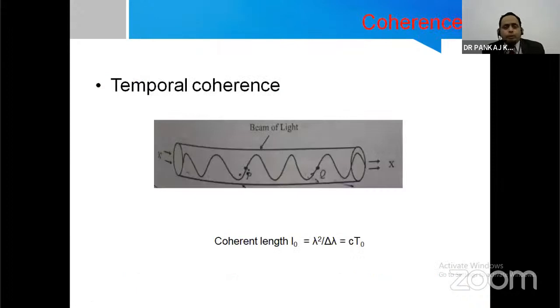If you look at temporal coherence, when a beam of light travels, the coherence length L0 is equal to lambda squared upon delta lambda, which is equal to c t0.